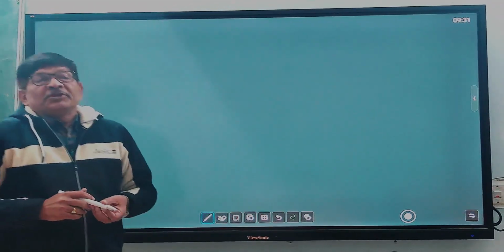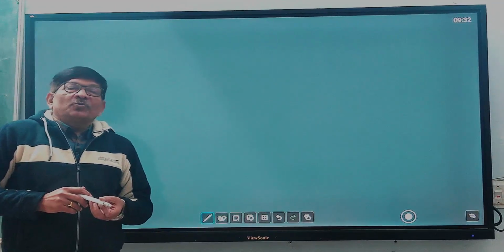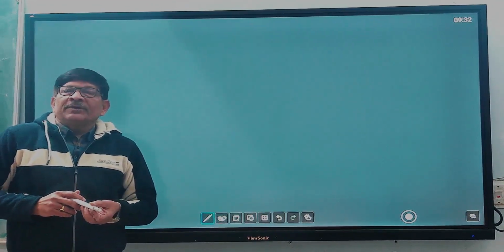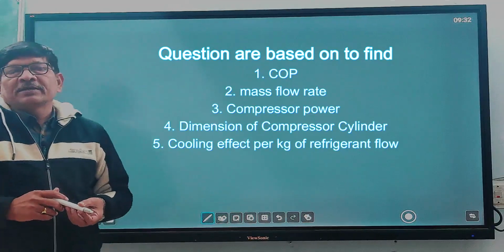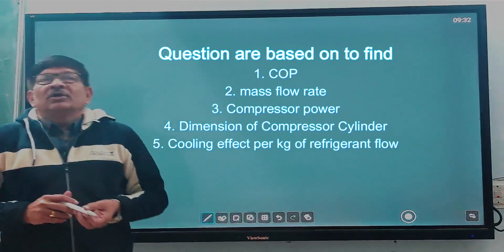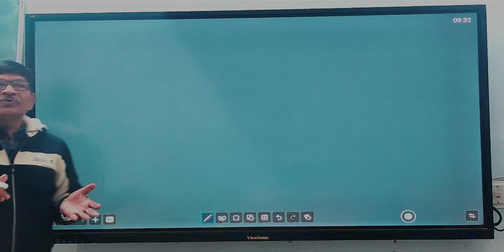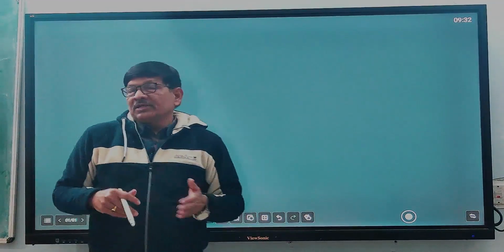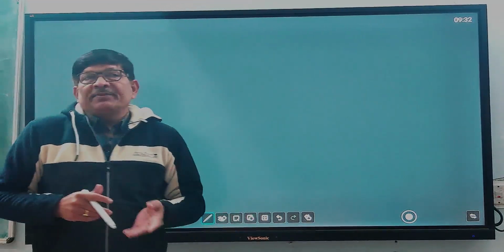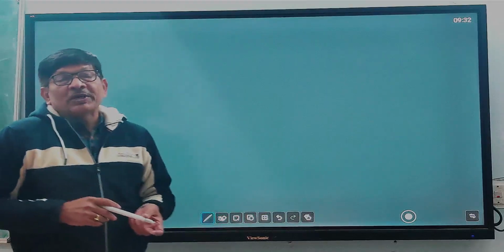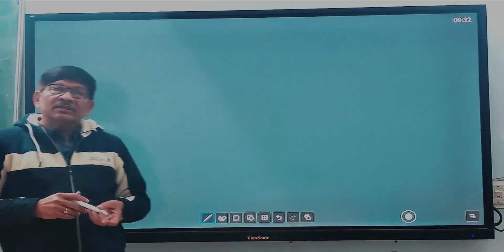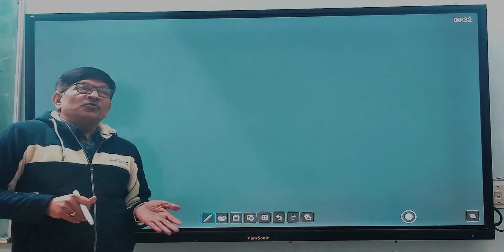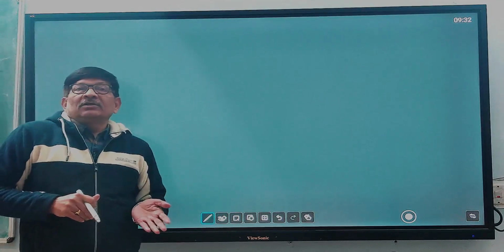In this problem, you have to find out the coefficient of performance, mass flow rate per minute or cooling effect, tonnage of the system, and also the dimensions of the compressor. Dimension of the compressor cylinder means the diameter of the cylinder and the stroke length of the cylinder. So all these things you can understand very well today if you follow my lecture.